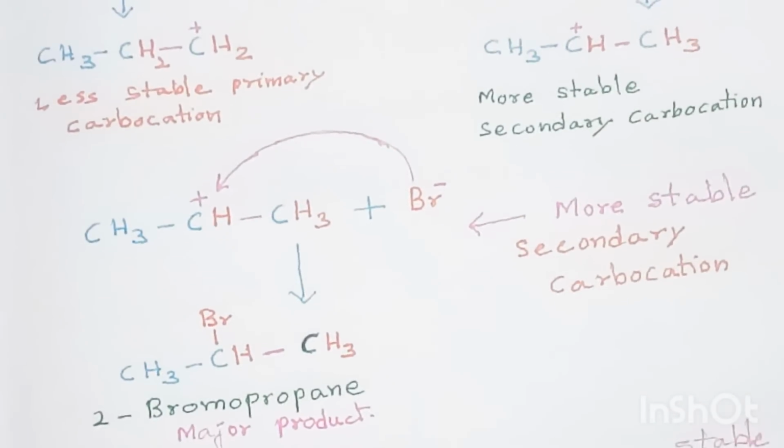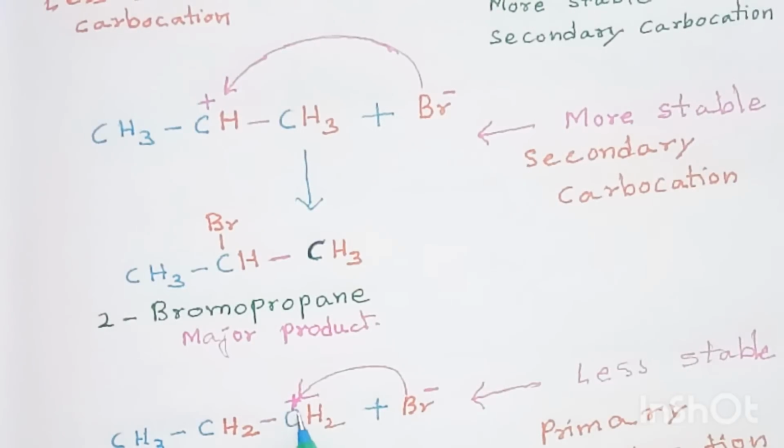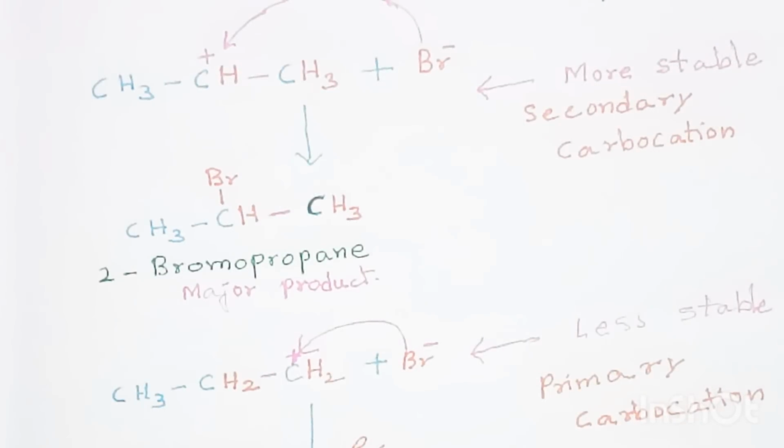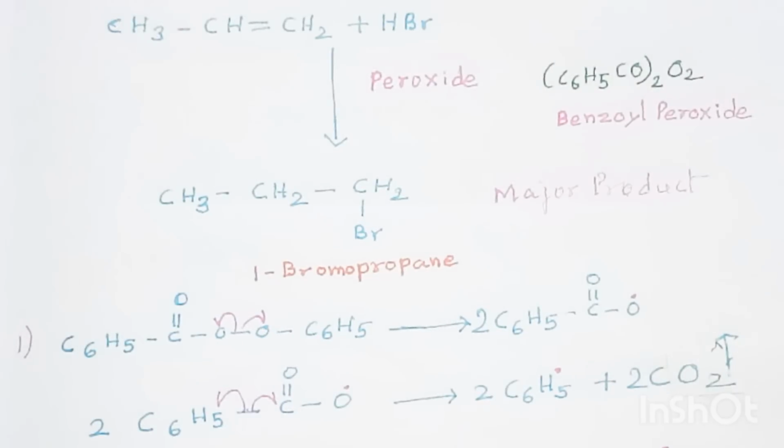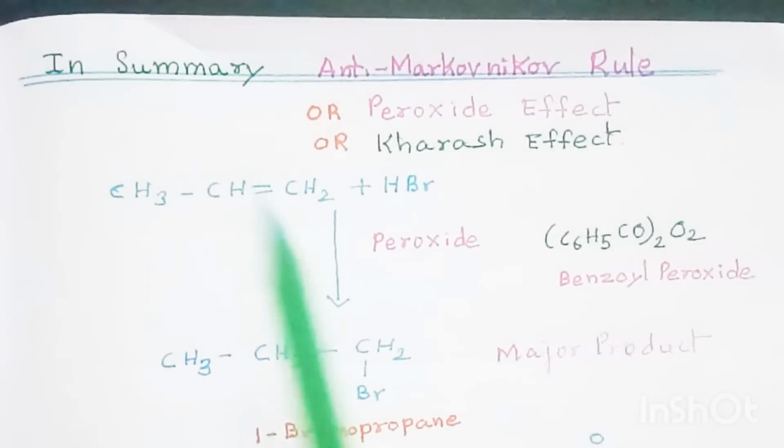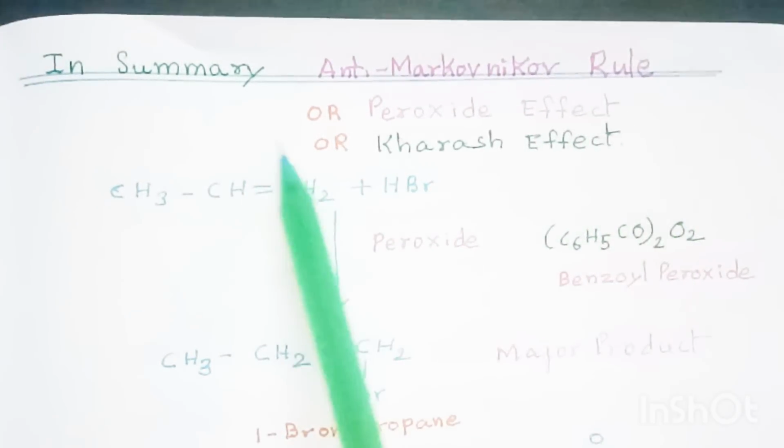This is the less stable primary carbocation because the positive charge is present on the first carbon atom. When Br minus attacks this, we get bromine attached to this first carbon atom. So this is 1-bromopropane. This is the minor product. So this is the mechanism of Markovnikov rule. Now let us see, in summary, the anti-Markovnikov rule or peroxide effect or Kharasch effect.